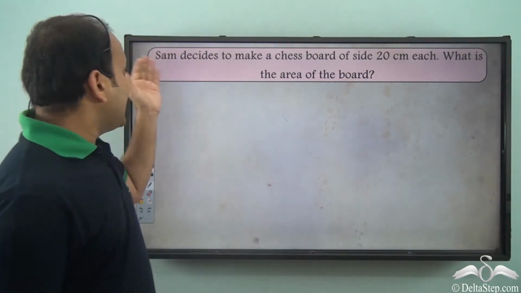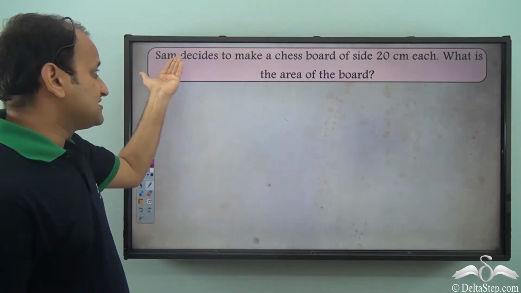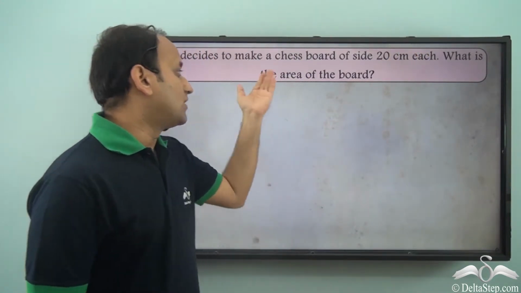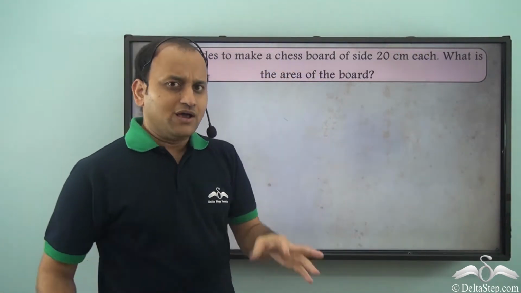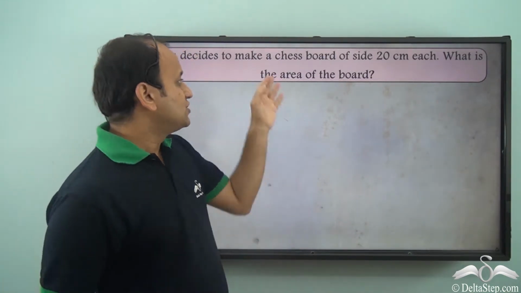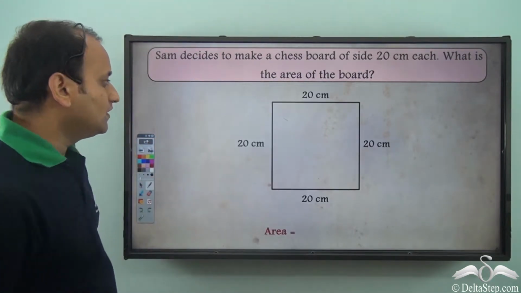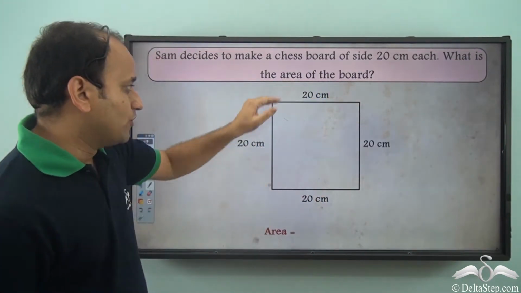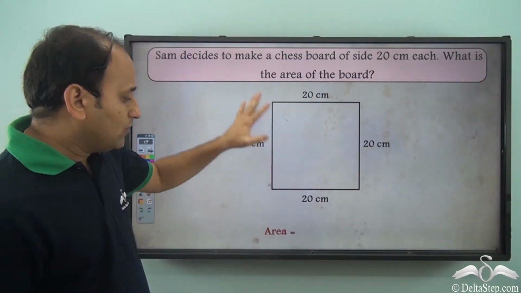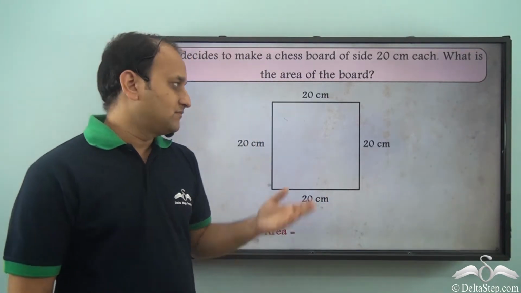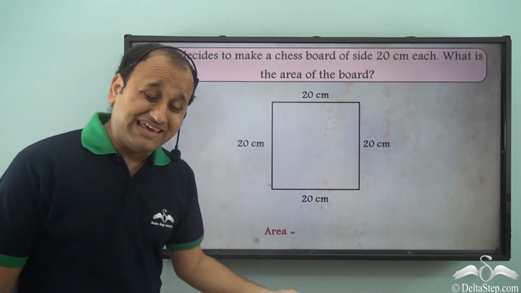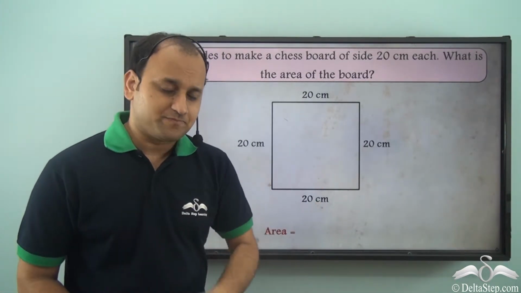Now we have another question here. Sam decides to make a chessboard of side 20 centimeter each. What is the area of the board? So let's first of all understand the board which he has drawn. So this is the board, 20 centimeters each side, isn't it? Now can you calculate the area of the shape? If each side of the square is 20 centimeter, then what will be the area of this particular shape? What do you think?